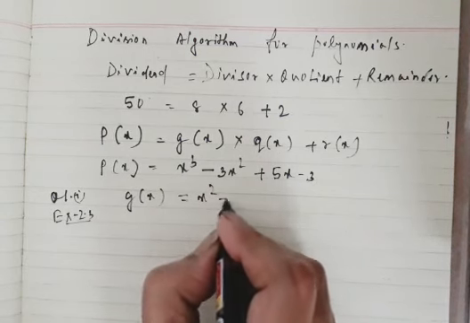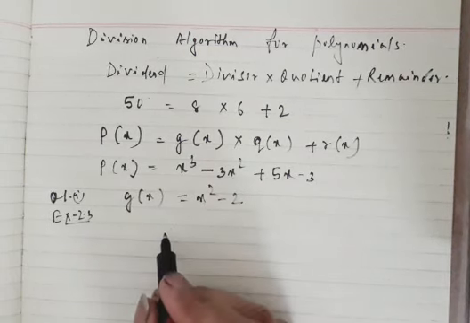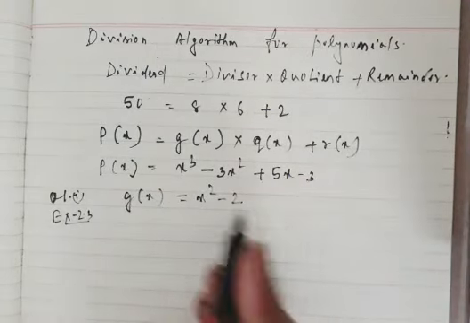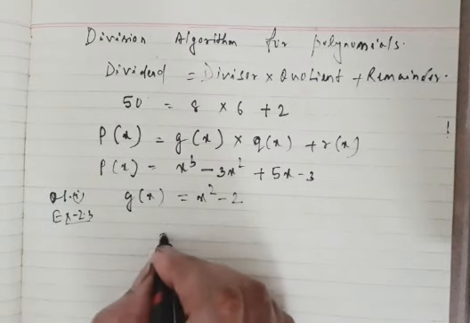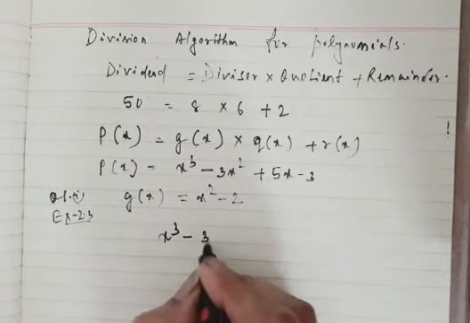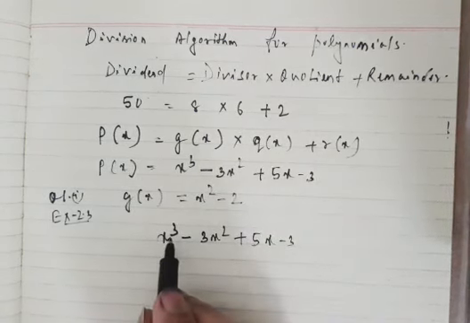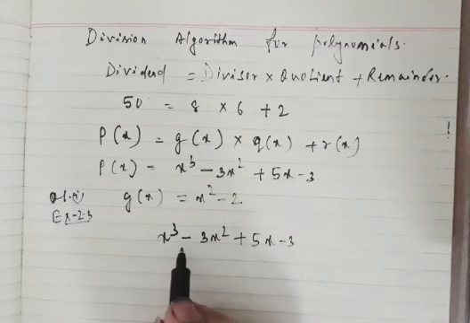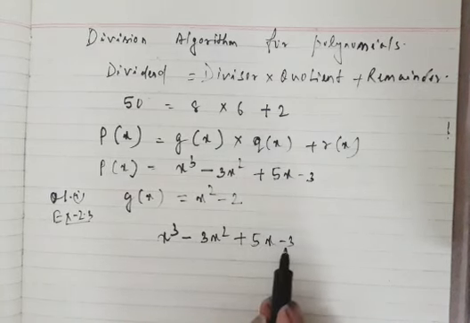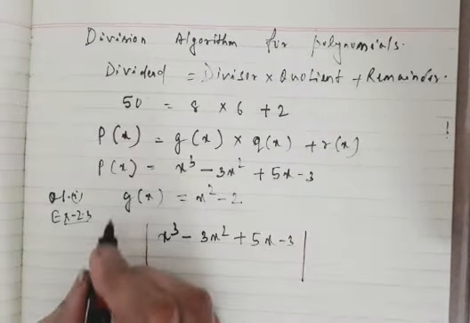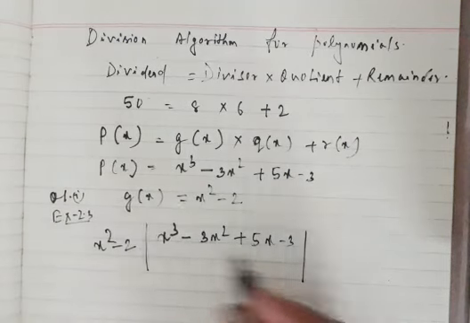Now if your dividend is this much and your divisor is x square minus 2, by the long division process we can find the quotient and the remainder. That part you all know. Still I am showing that to you. To divide, first of all we have to see whether the powers of the variable are arranged in order or not. It may be descending or ascending, but generally we arrange it in descending order, 3, then 2, then 1. Then your divisor is x square minus 2.